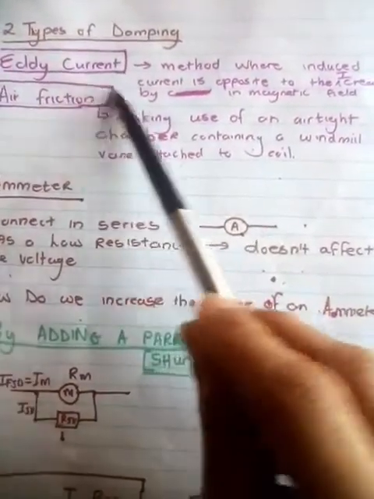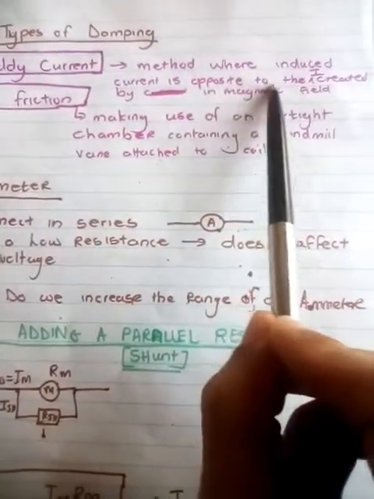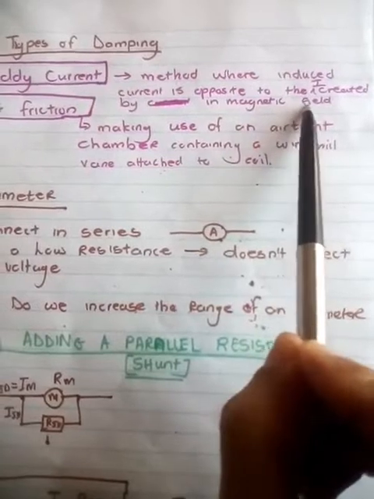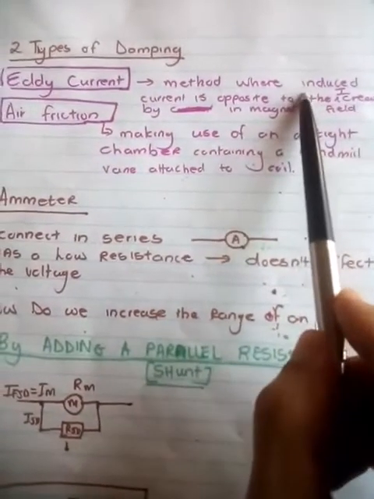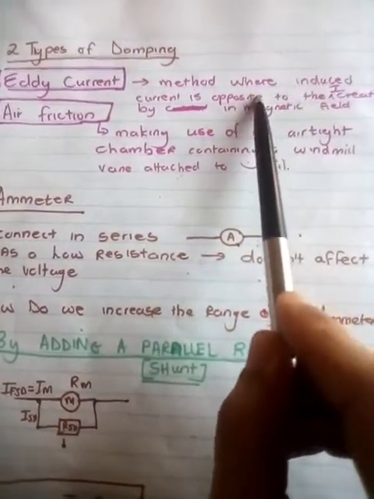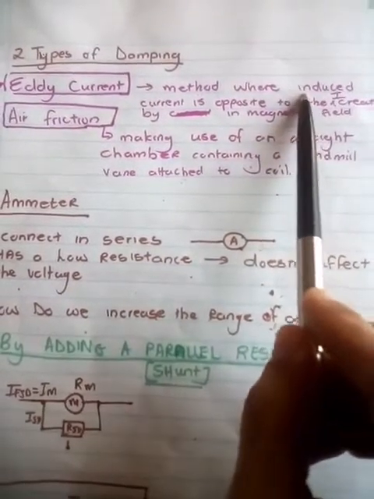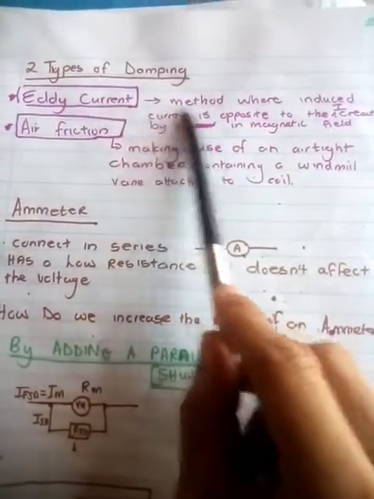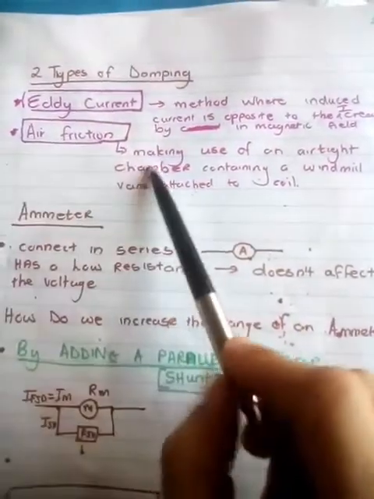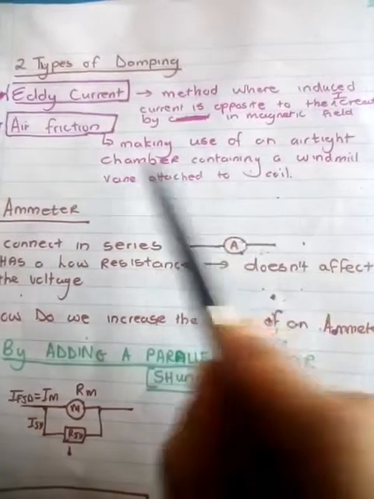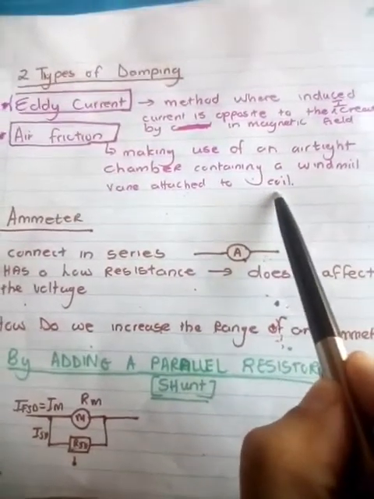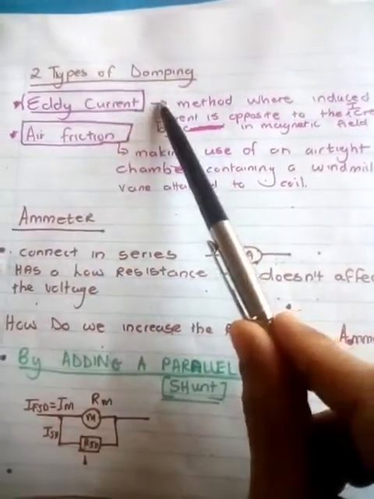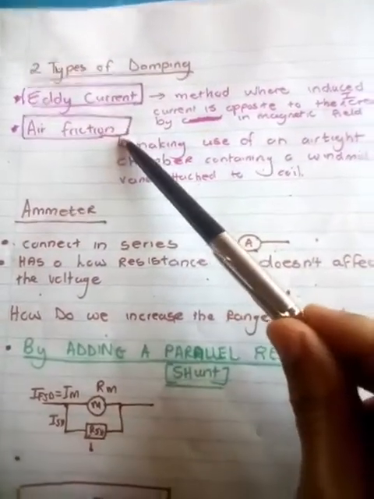Now, if you want to look further, in the eddy current method the induced current is opposed to the current created by the magnetic field, because there are two currents, the permanent magnet and the coil currents, with opposed polarity. That's where you get the eddy currents, the induced current. Then air friction makes use of an air-tight chamber containing a windmill vane attached to the coil. So you need to know eddy current and air friction.